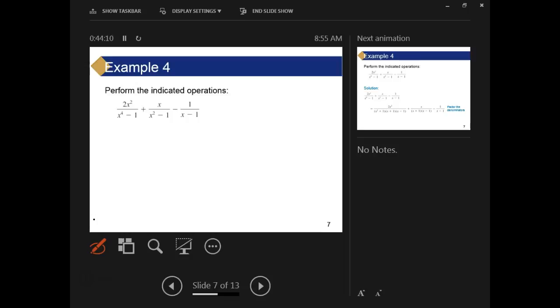2x squared over x fourth minus 1 plus x over x squared minus 1 minus 1 over x minus 1. What did we better do first? Factor! Okay, the x squared minus 1 will factor. Will the x fourth minus 1 factor? I think so. So let's first factor x fourth minus 1, well, you could do x squared minus 1.